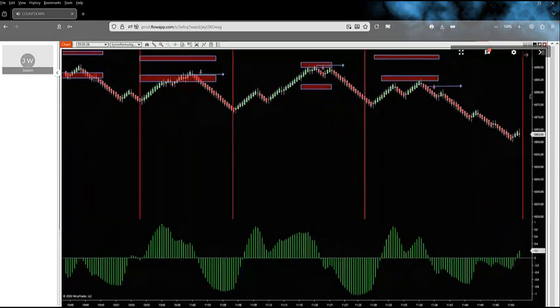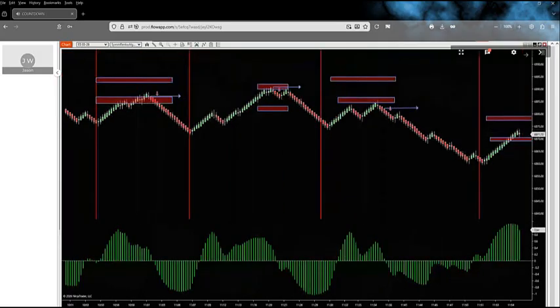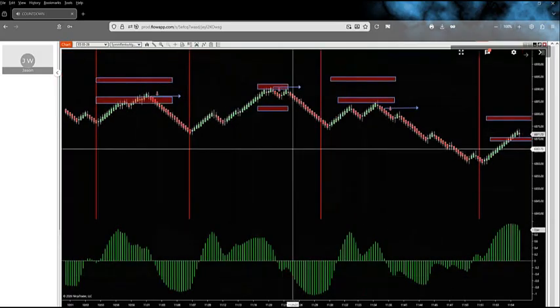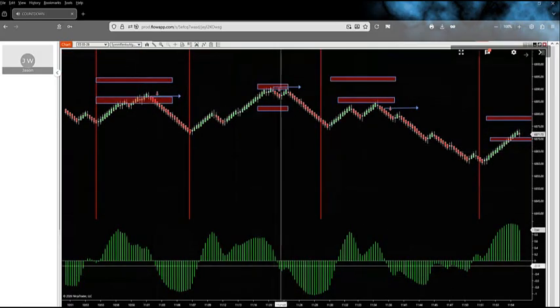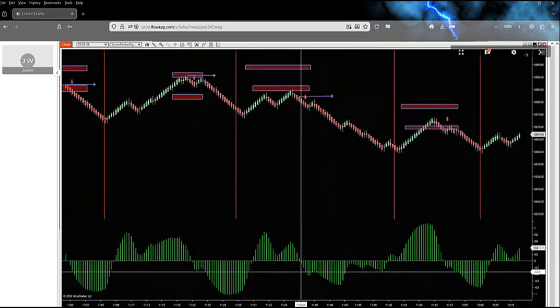So look, sell zone short, distribution. Sell zone short, distribution. Sell zone short, distribution.